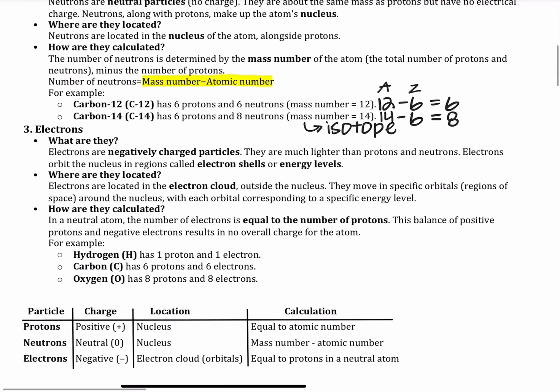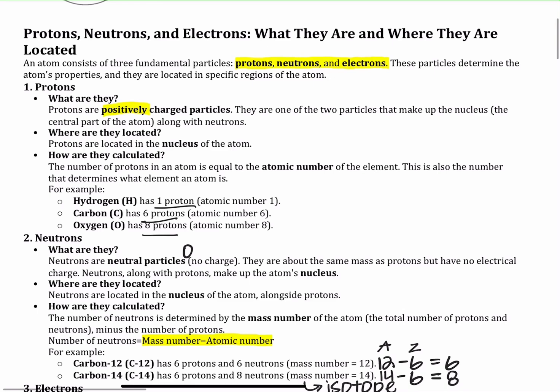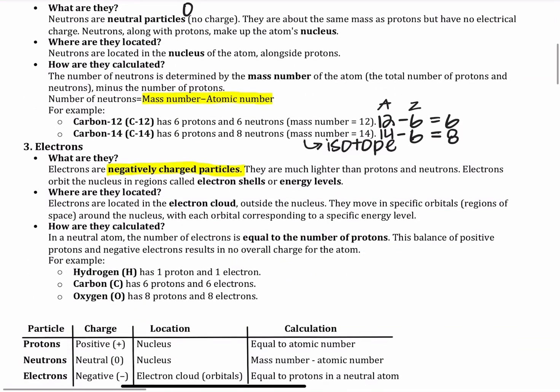Next, we have electrons. Electrons are negatively charged particles, which means their charge is less than 0. They are much lighter than protons and neutrons. Electrons orbit the nucleus in regions called electron shells or energy levels. So this area right here, that circle part around the nucleus, those are the electron shells. That's where you can see the electrons. They're outside the nucleus. They're in orbitals or energy levels.